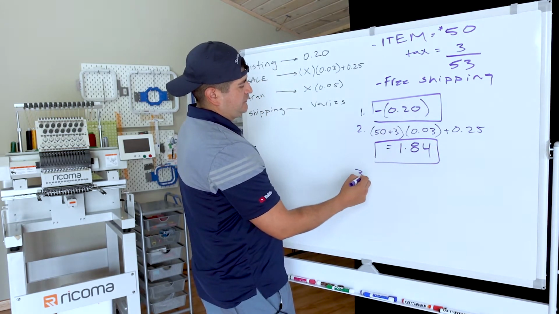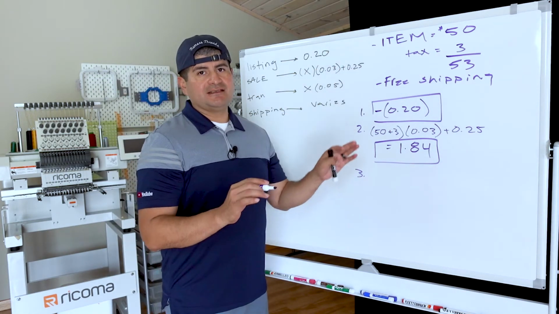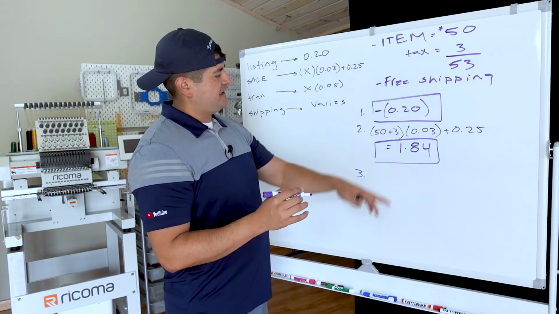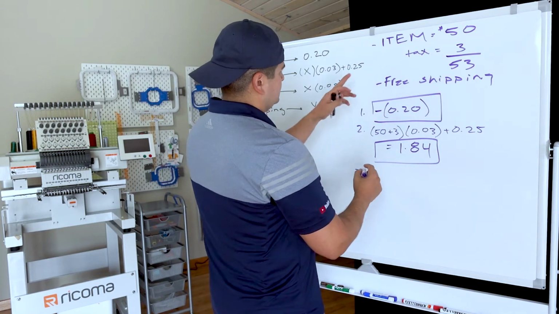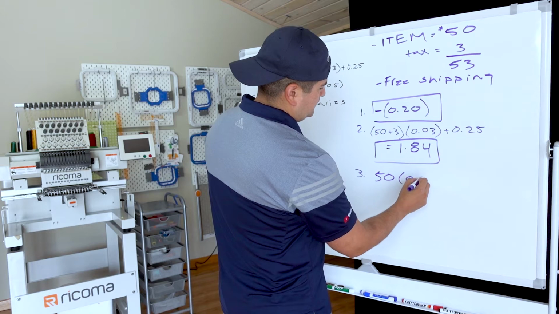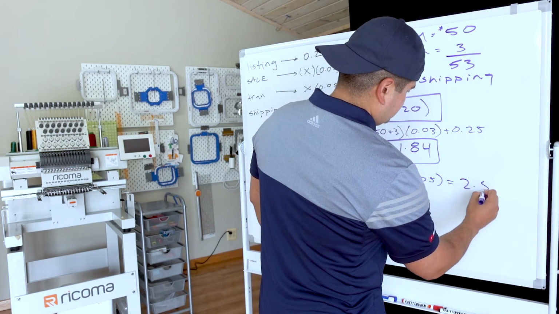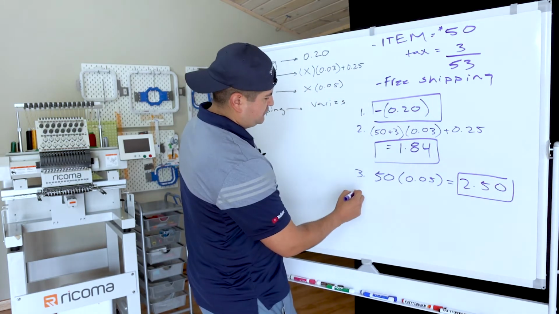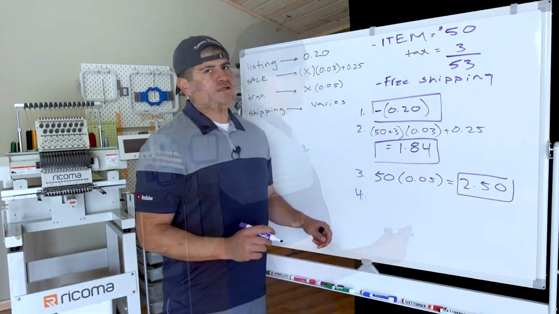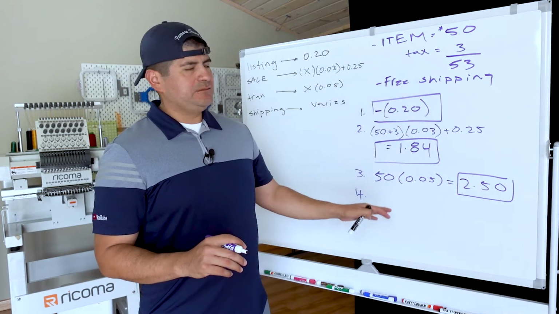All right, then number three, we have our total listed price. All right, so we're not including tax this time. So if we're charging 50 bucks, times that by 0.05. All right, and that is $2.50. All right, and then shipping. So we didn't charge our customers, but we're actually paying the shipping.